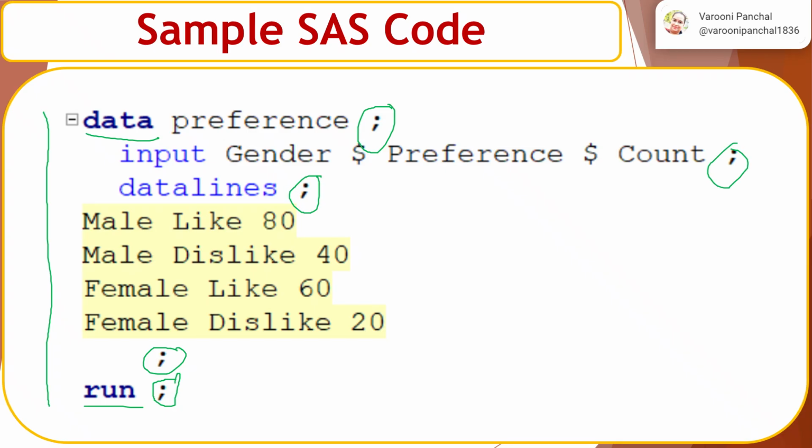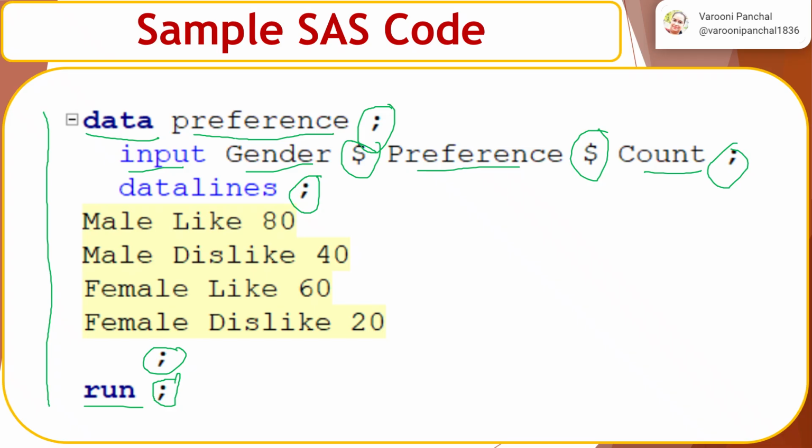So this is the data step. You write data and then the data set name, preference. Input is the statement to enter the data into the data set. This is the gender variable, preference is your second variable, and this is my third variable. If you observe, there is a dollar sign in front of gender because it is a categorical variable, and a dollar sign in front of preference, which is also a character variable. In front of count you don't see any symbol, which means it is a numeric variable.